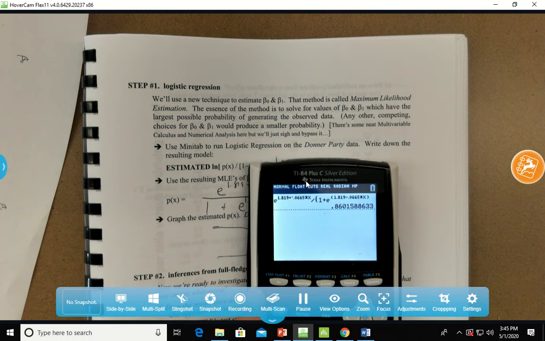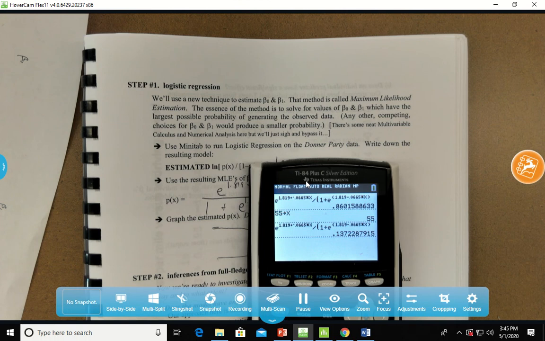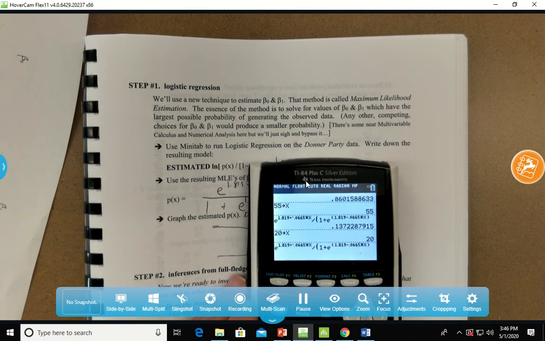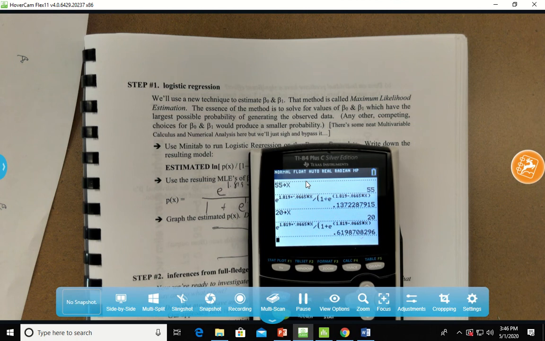So I'm going to put my age in, or roughly my age. So I'm 55. I'm going to store that to x. And now I'm going to see what my probability of living is. My probability was only a 13.7% chance of living. Not so good. Let's put your age in. Let's say you're 20 years old and you're out there on the Oregon Trail, freezing, trying to bundle up. And so let's see what you got if we're putting in 20 for you. You have a probability of living of 62%.